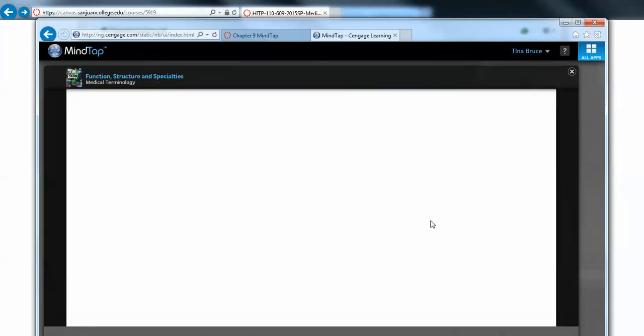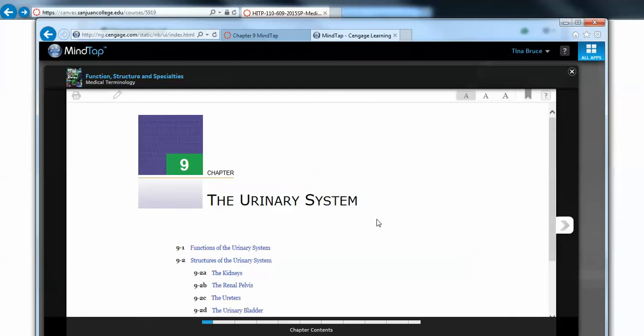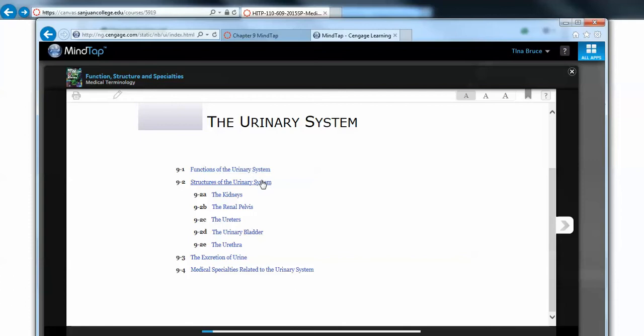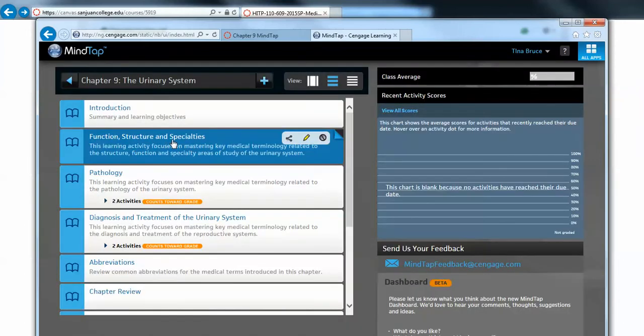We can go into the specific introduction for the chapter, and again, it covers the functions of the urinary system, the structures of the urinary system, such as the kidneys, the renal pelvis, the ureters, the urinary bladder, the urethra, and then the excretion of urine. And then there are medical specialties, which are physicians that specialize in the urinary system. So you can close that and come back to the functions, structures, and specialties.